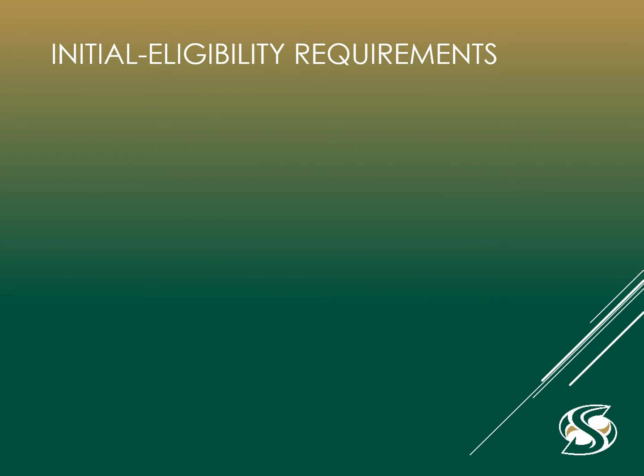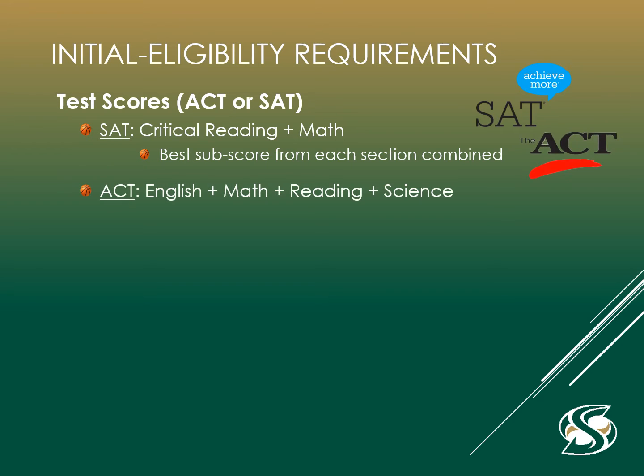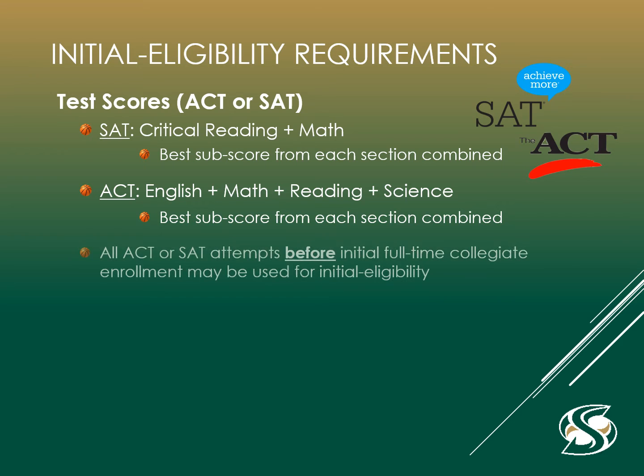Initial eligibility also includes the appropriate test score from either the ACT or the SAT. For the SAT, it is a combined total from critical reading and math. The best subscore from each section will be combined for initial eligibility purposes. For the ACT, it is a combined total from English, math, reading, and science. Again, the best subscore from each section will be combined. The composite score does not count for initial eligibility purposes.